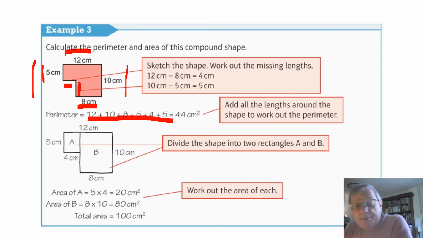To get the area, you need to split the shape into 2 rectangles. Here they've split it just there going down. So area of A is 5 times 4. Area of B will be 8 times 10. Take the 2 answers and work them out, add them together to give the answer. Sounds easy, but sometimes it is and sometimes it isn't.